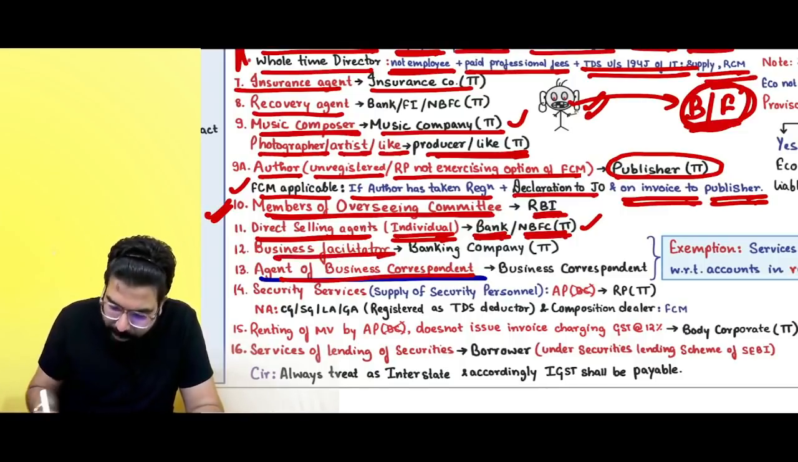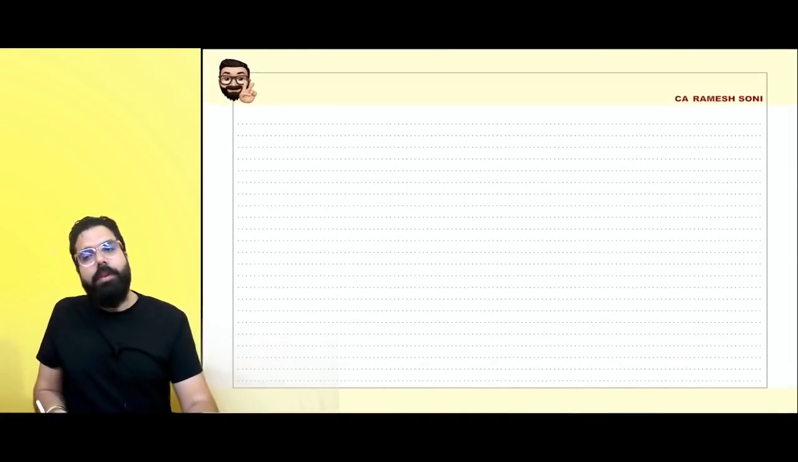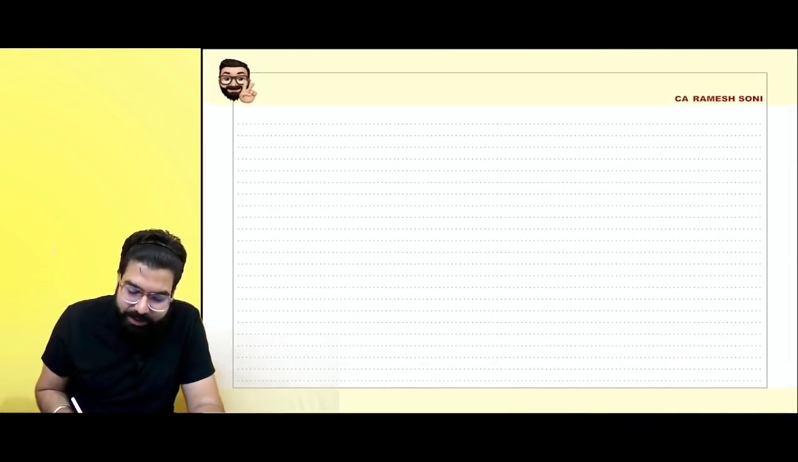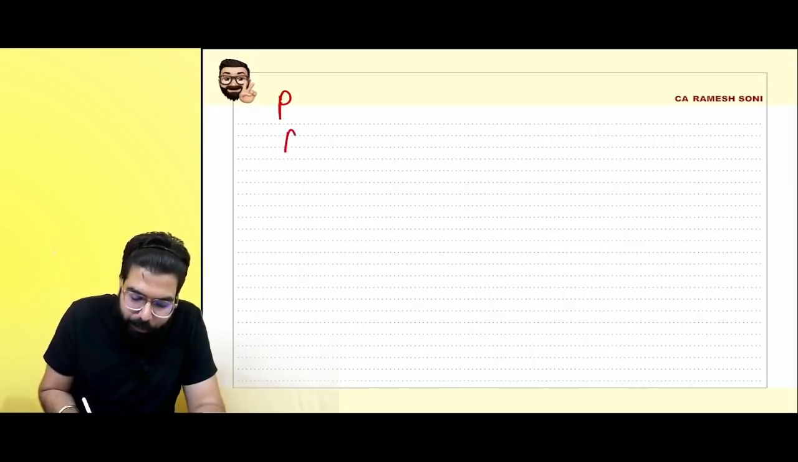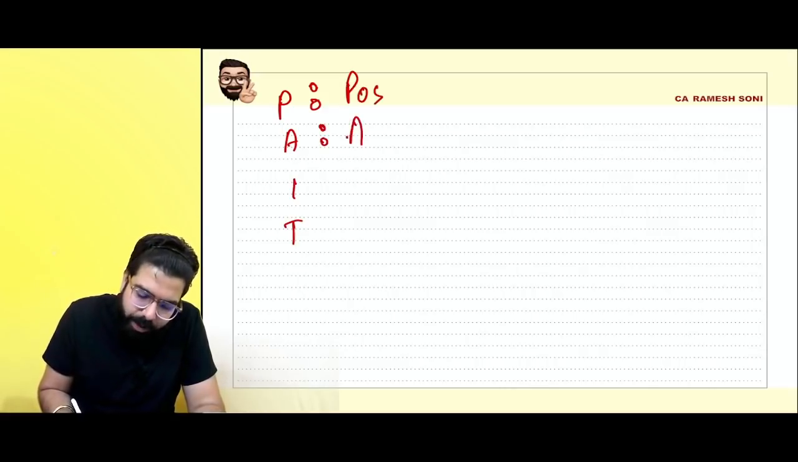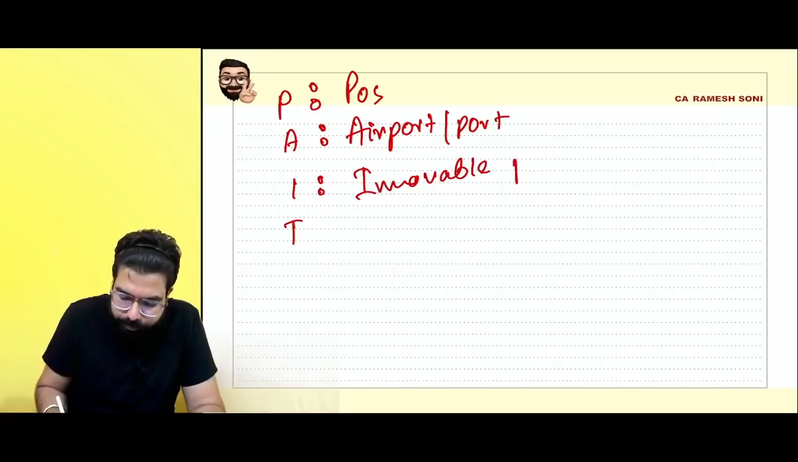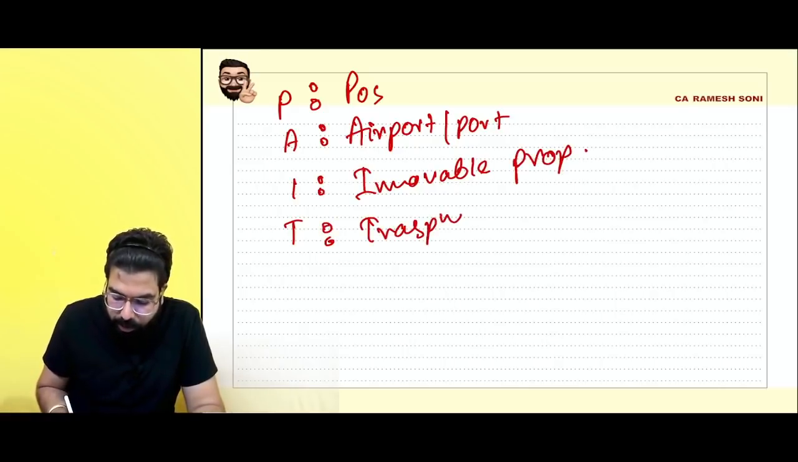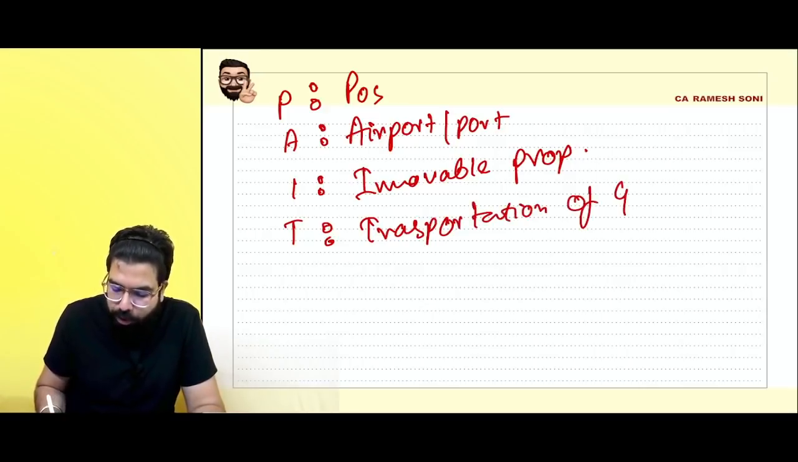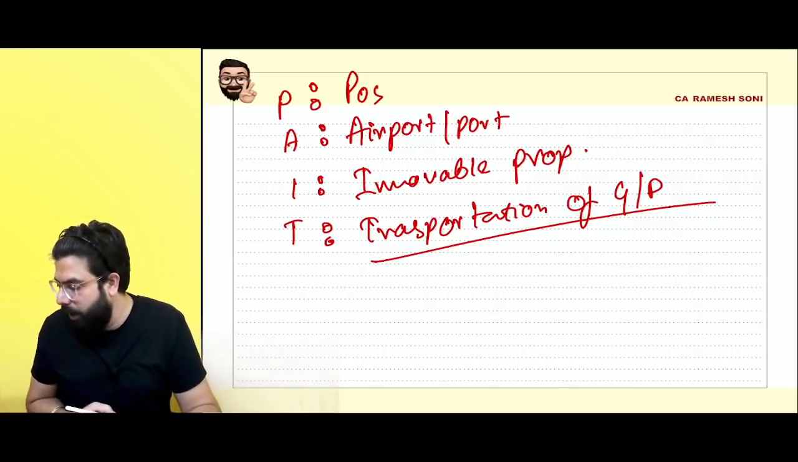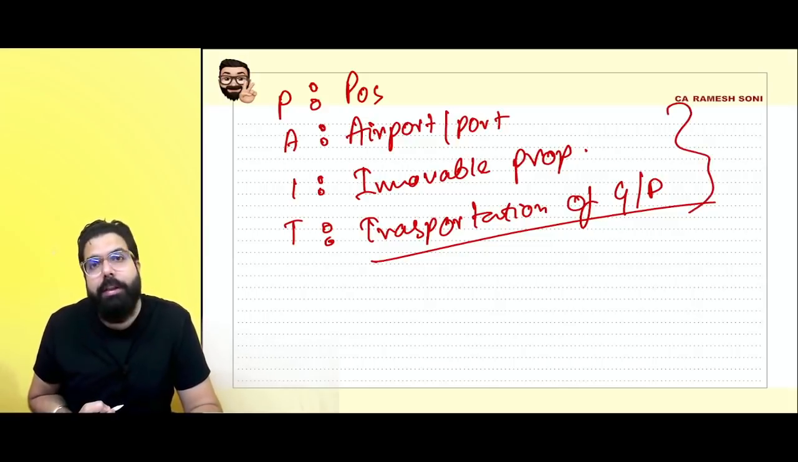Now, business facilitator and business correspondent over here. Now, if business facilitator is there, sir, PAIT का full form, PAIT, sir, Department of Post, A for airport or port, I for immovable property, and T for, sir, transportation, again this is also shortcut, transportation of goods or passenger. ठीक है sir, done it. Point is clear. We will be more talking about this more in the chapter of exemption.